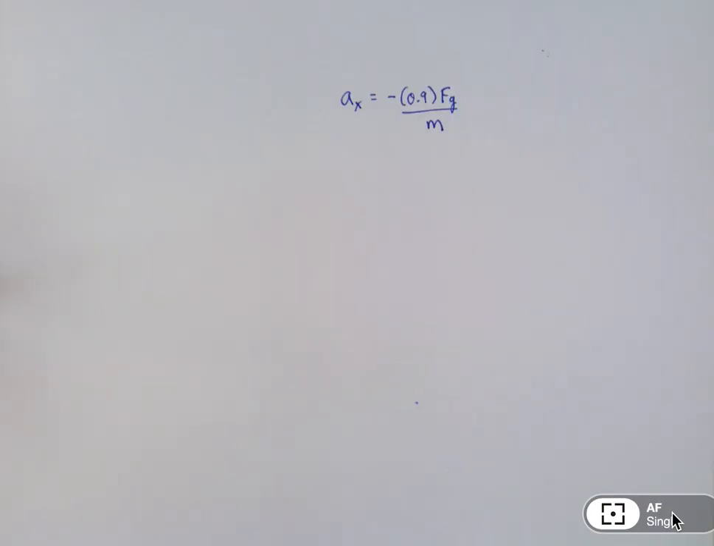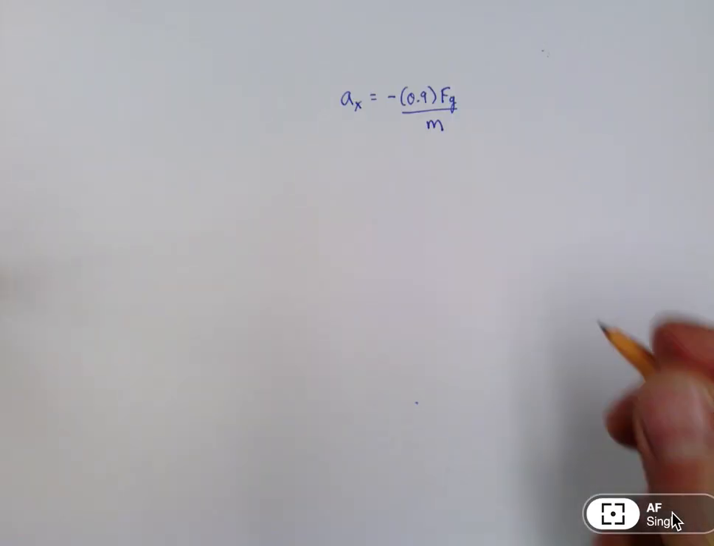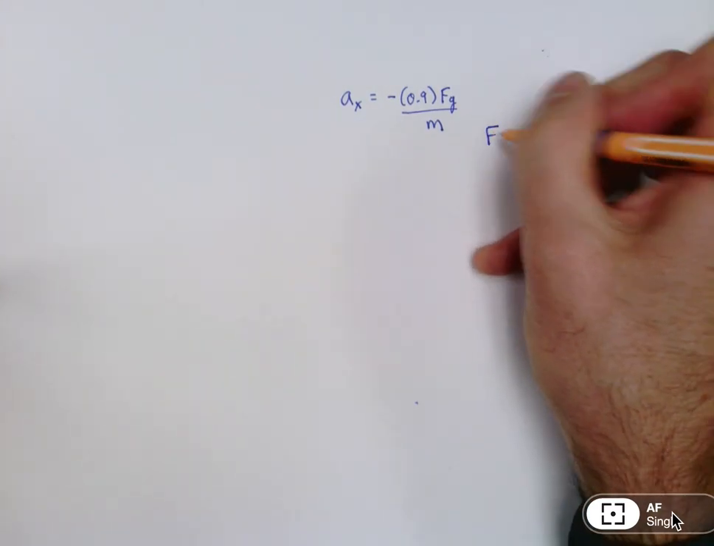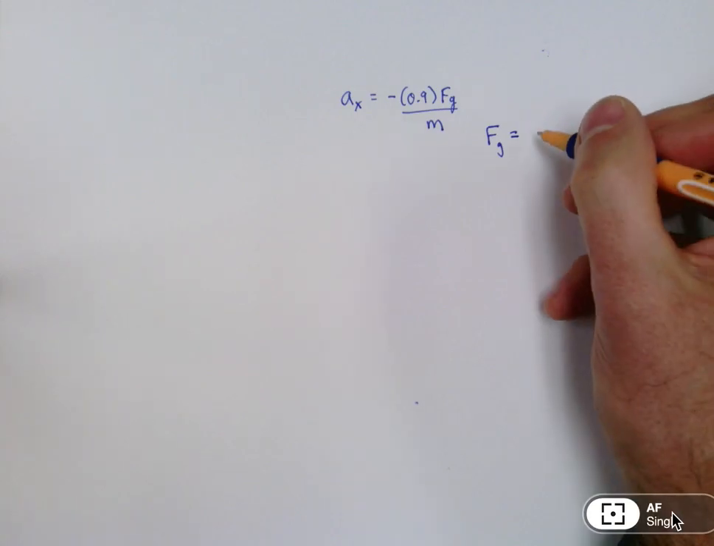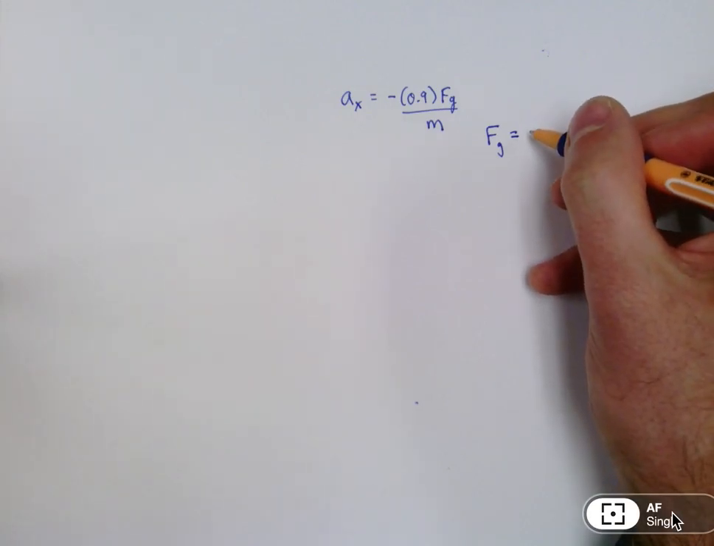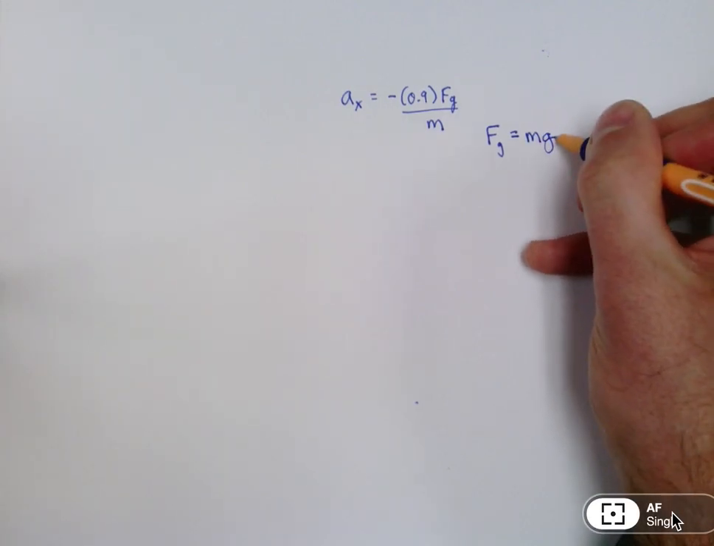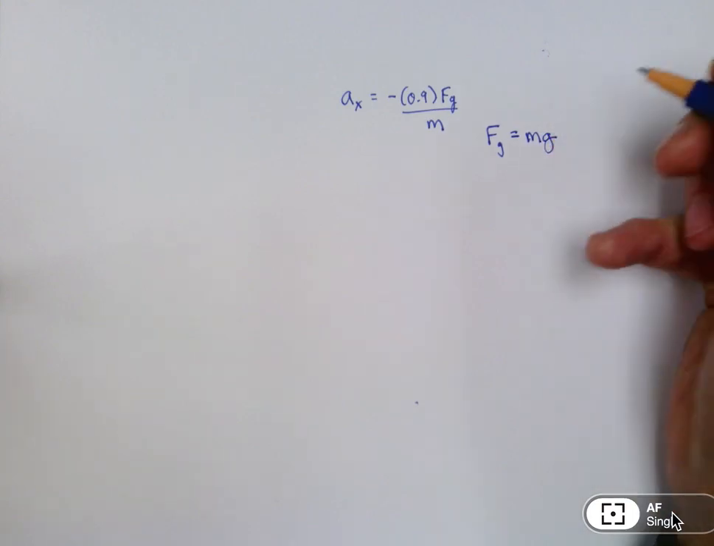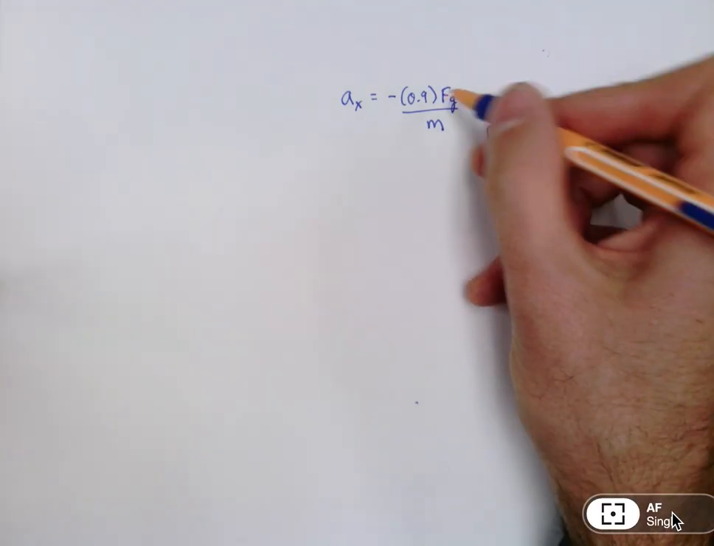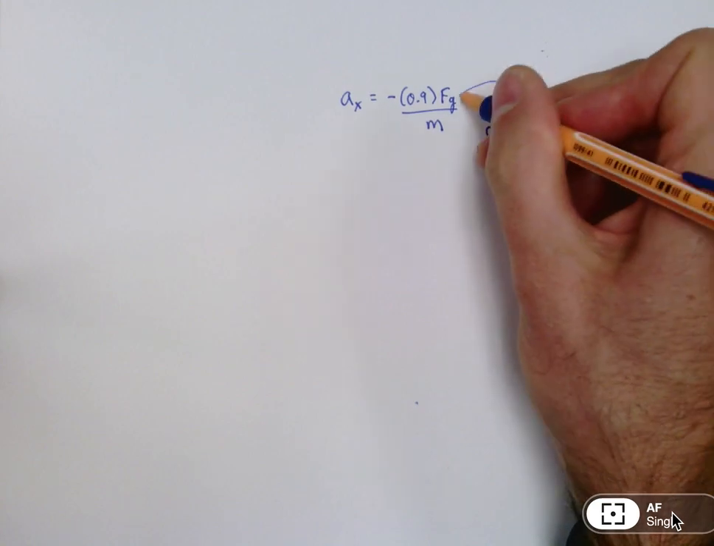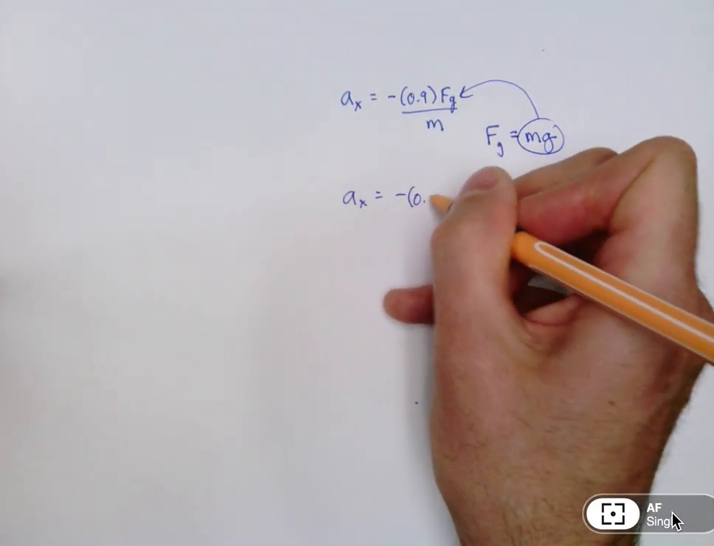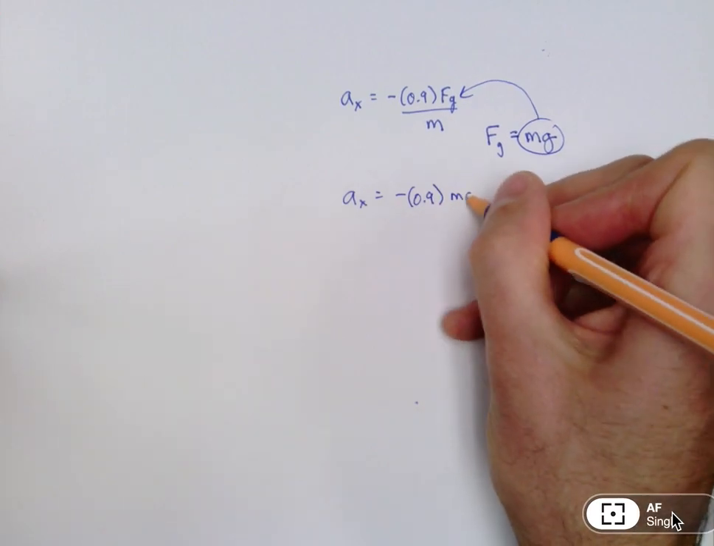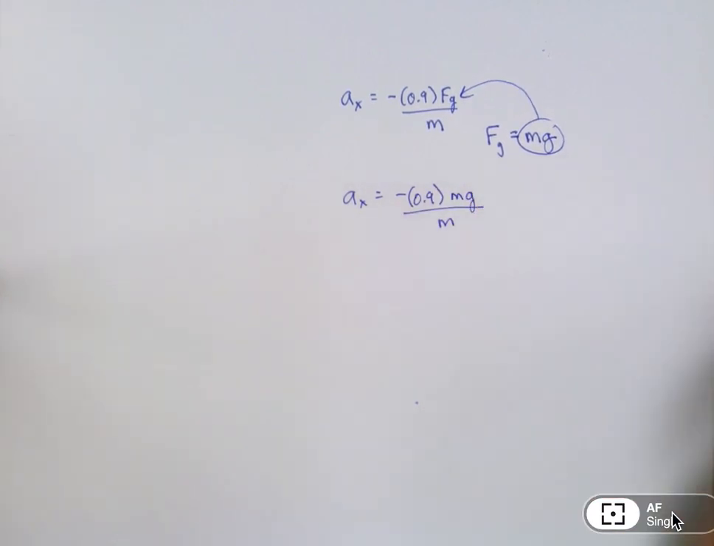Still, I'm not at an answer, but the reason I did that is because we do have an equation for the force of gravity. Again, the force of gravity, sometimes people think it's 9.8. It's not. It's mass times 9.8, m times g. And so where I have an Fg, I could replace it with an mg. And this, well, this is where the magic happens. So 0.9 times mg divided by m. Well, there's what we were looking for.